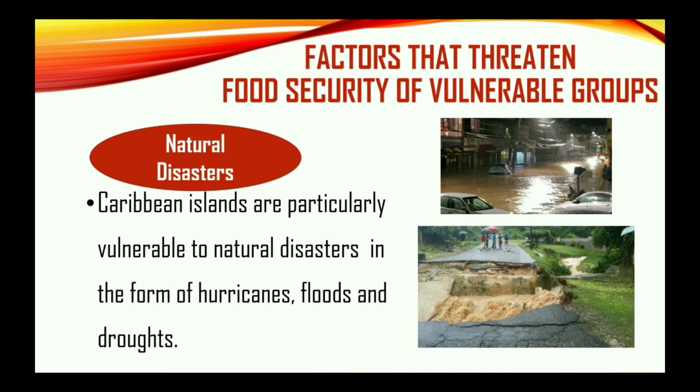In the form of hurricanes, floods, and also drought. And based on these images that you're seeing here, based on the top one where flooding is taking place, the livestock may drown, farmers may lose their crops, and as a result, food security is affected. There is no food available for purchase, and therefore food shortage will come into play, and then these vulnerable groups within the community will be affected.